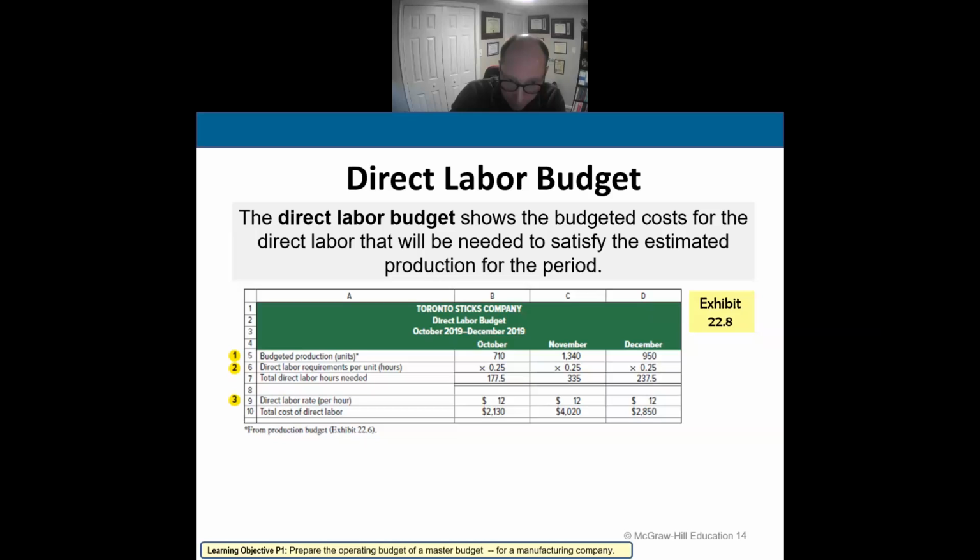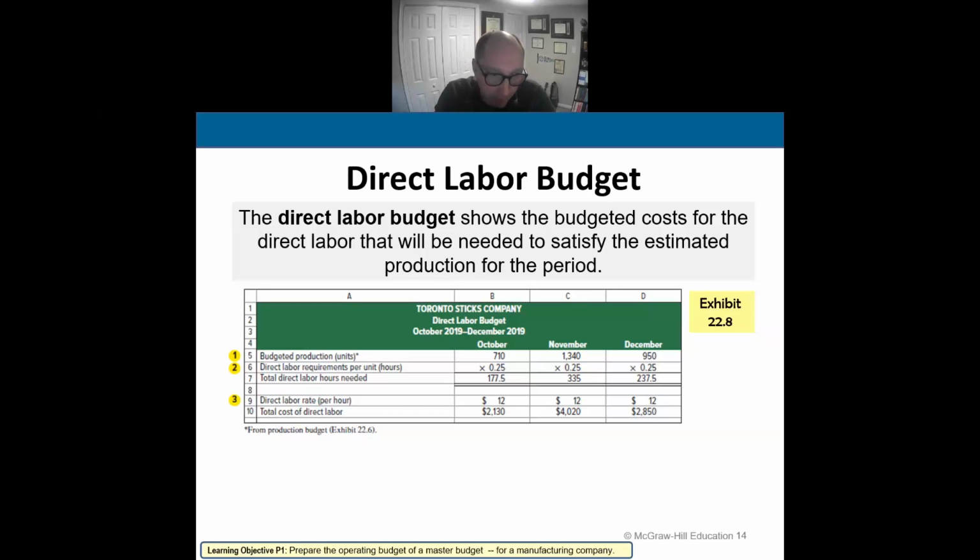times 710 units. That means for the month of October, I'm going to use 177 and a half hours to make 710 hockey sticks.